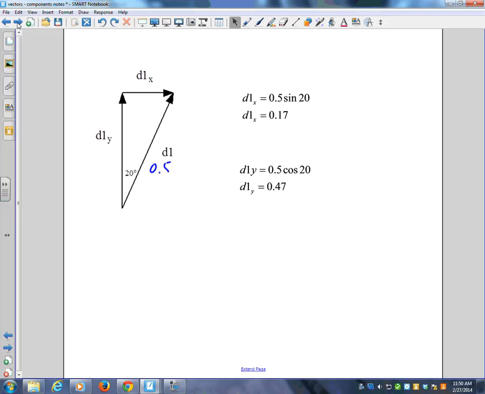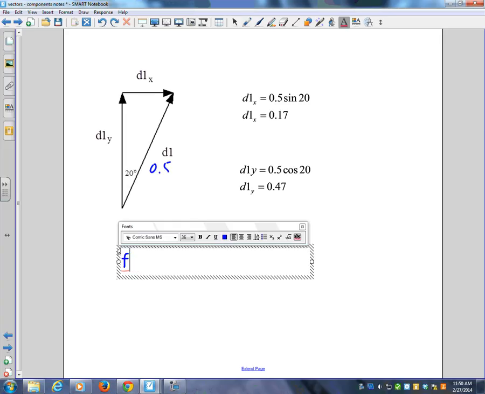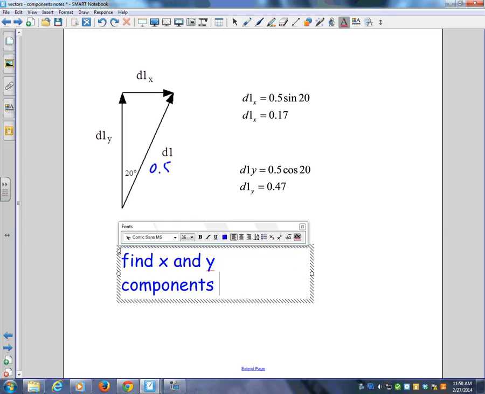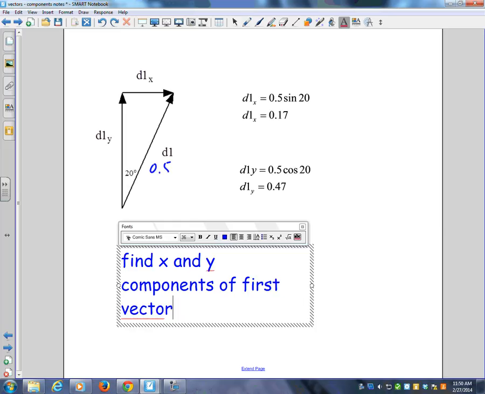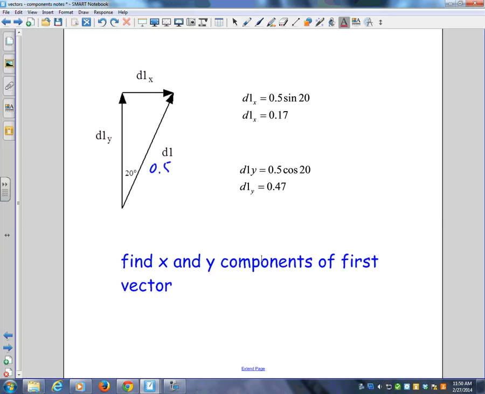If you had to write down the steps, what would you say they would be? What would be step one? Well, let's be more generic, so it can work for every situation, right? I would say something like, you want me to write them in here? I'll put them in blue. What's step one? Find x and y components of the first vector. Would you agree that's a good step? Does that describe it? Find the x and y components of the first vector. Right?